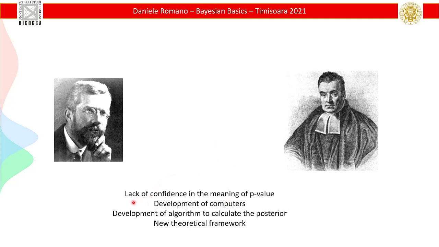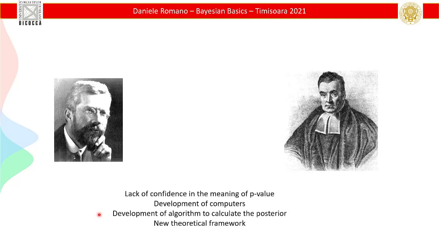But most importantly, probably, we have the development of computers, because we will see that some of the calculations behind Bayesian statistics can be time-consuming and complicated. And so we need a lot of computing power. And to do so, better algorithms have also been developed to approximate the posterior. We will see why we need to approximate the posterior.